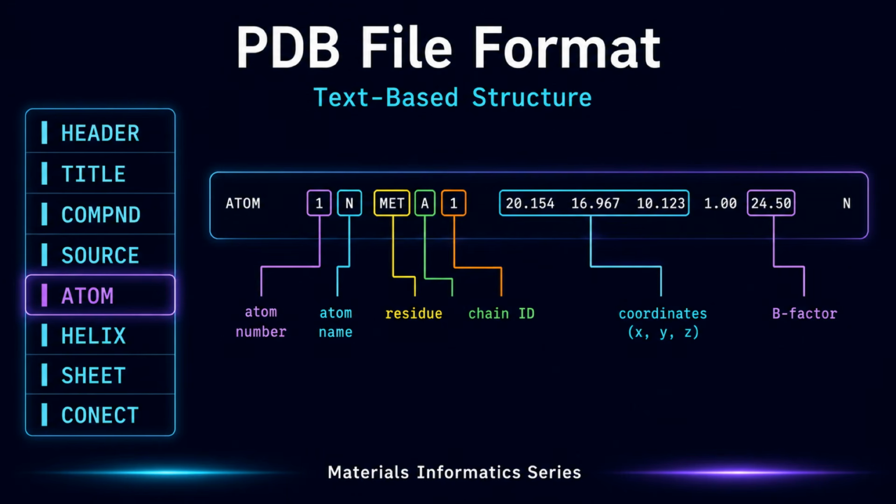PDB files are text-based and contain atomic coordinates with associated information. The main sections include header for structure classification and date, title for a brief description, COMPND for compound name, source for biological species, atom records containing atomic coordinates, helix and sheet records defining secondary structure, and CONECT for bond information. Each atom record contains the atom number, atom name, residue name, chain ID, residue number, XYZ coordinates in angstroms, occupancy, B factor, and element symbol.